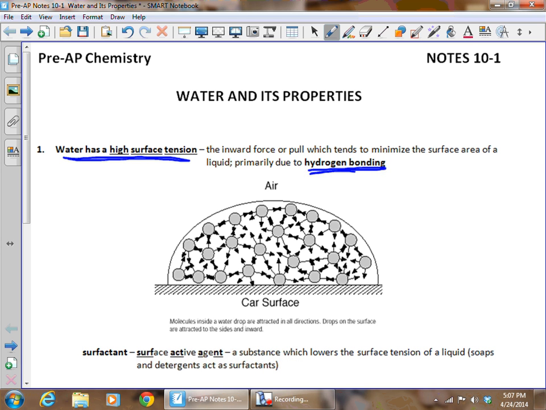When all of these water molecules are hydrogen bonded to each other, they're pulling inward, and so they're attempting to minimize that surface area, so they tend to go into a more spherical shape. If you've ever watched some of the movies where they're showing water in outer space, you'll see it floating around in these nice little spherical shapes. Water droplets, you can see water bugs running across the surface of a pond. All of these are examples of the surface tension of water.